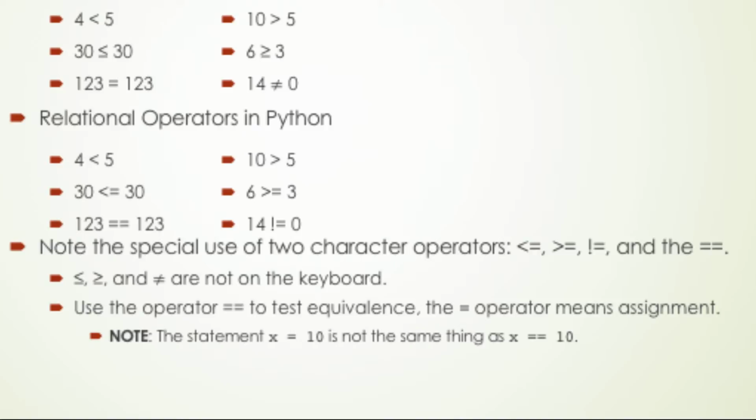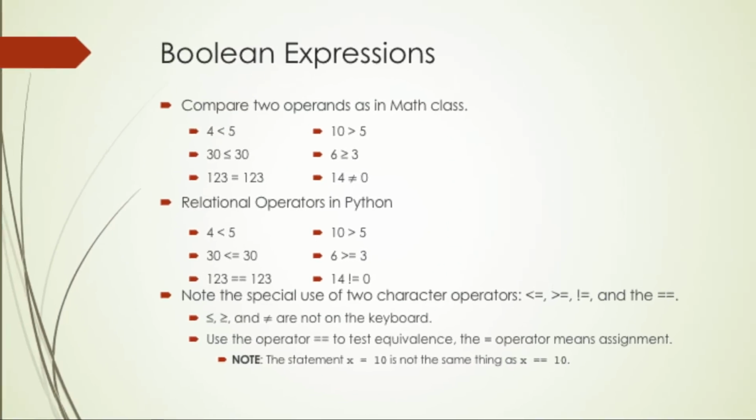First is simply that we do not have the less than or equal to, greater than or equal to, or the not equal to symbols represented on the keyboard. The second reason is that we already use the single equal sign to express assignment of a value to a variable. Therefore, in order to express equality, we have to use the double equal sign.